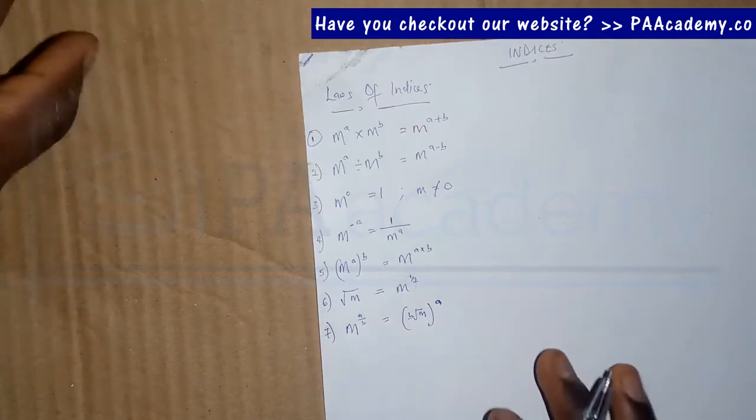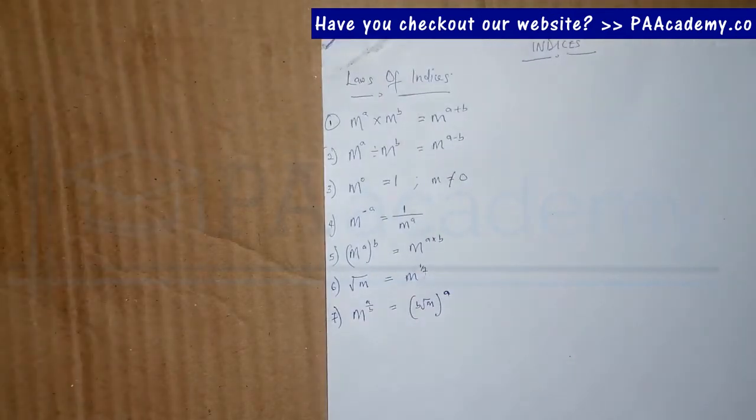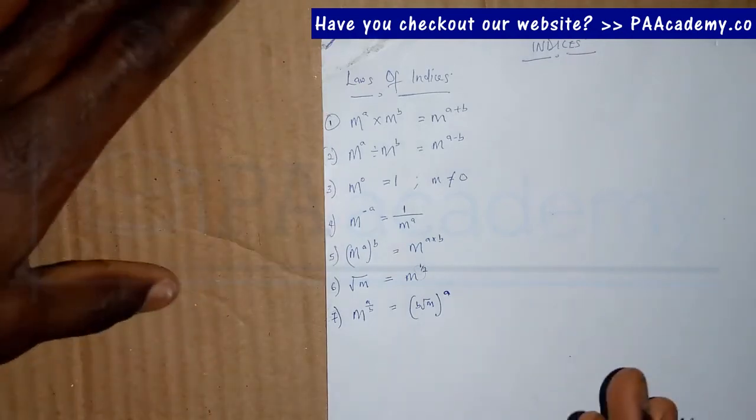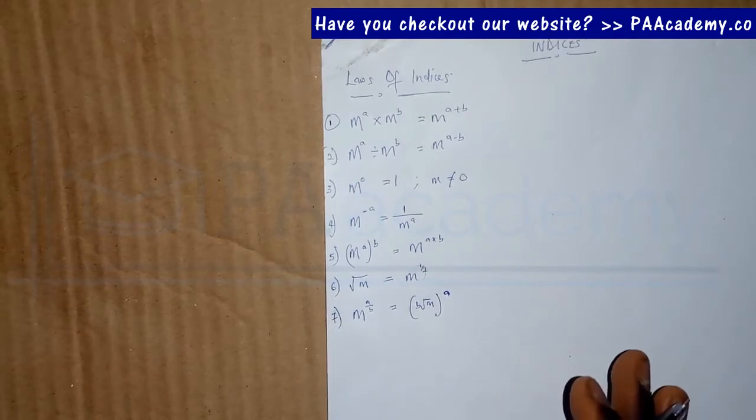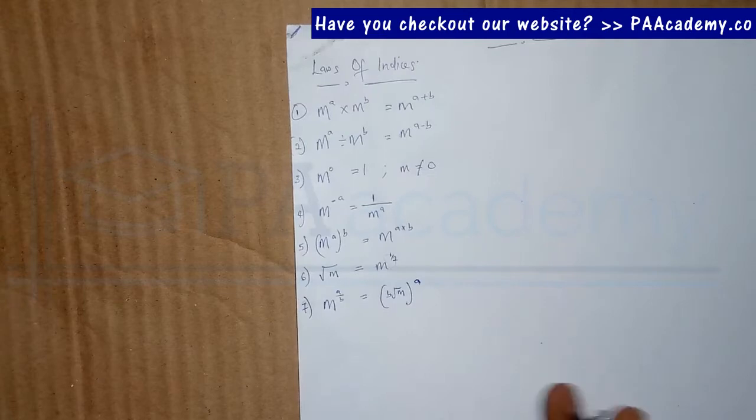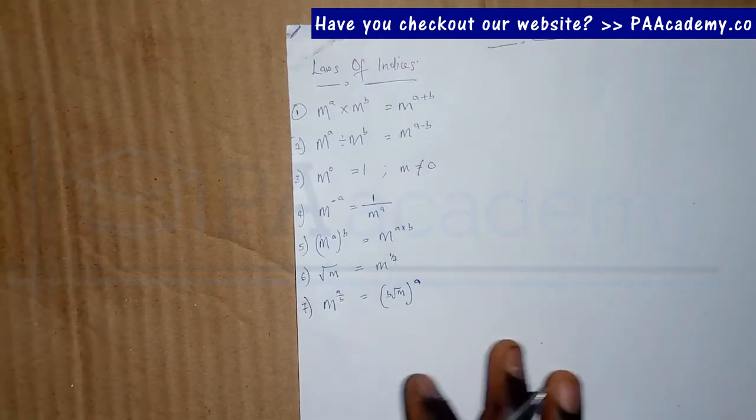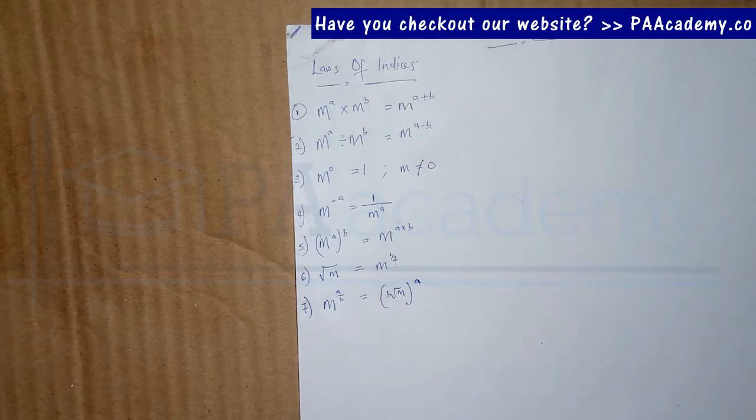I've already looked at these and reduced it into 7. You might come across some materials where the laws are maybe 5 or even more than 7. But with these 7 laws of indices, you'll be able to solve just any question under indices.